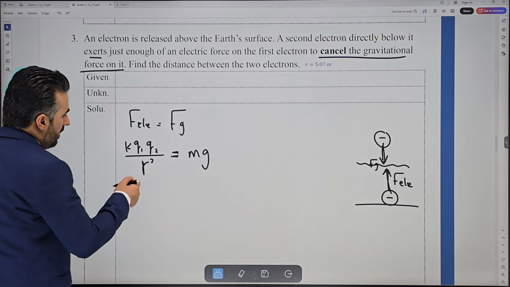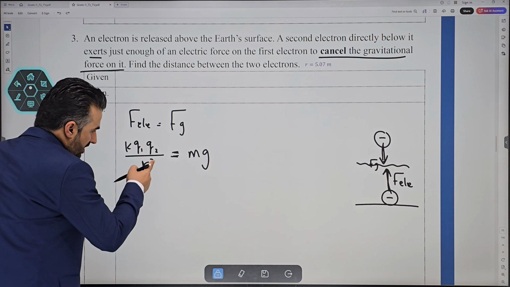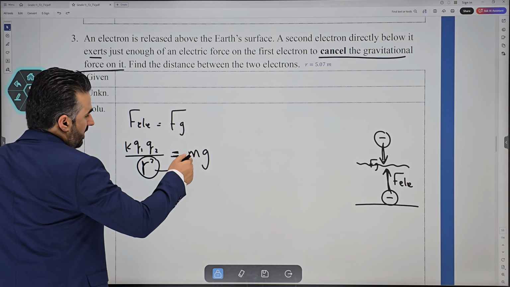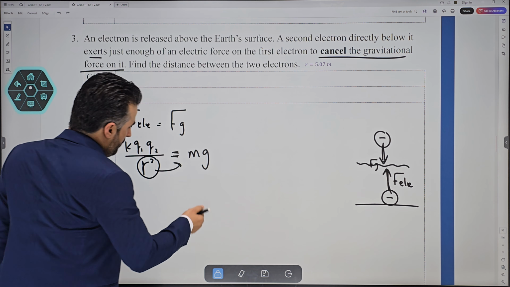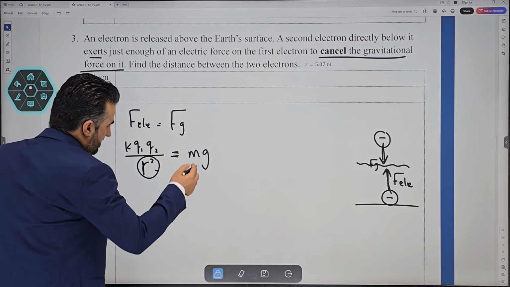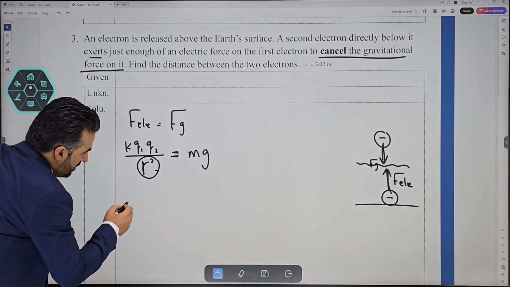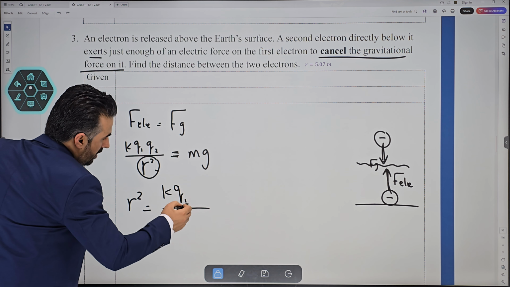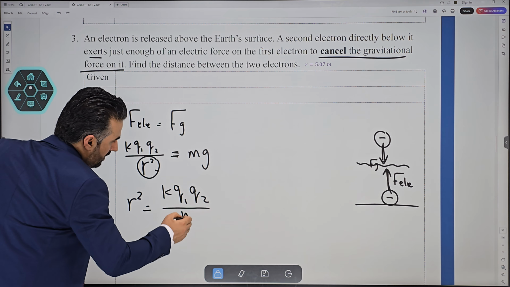All right, so now let's just plug in the numbers. So this is the unknown one here. Can I just, for example, move this one to the other side and bring mg here? Yes, we could do that. So let's just say r squared equals k q1 q2 over mg.